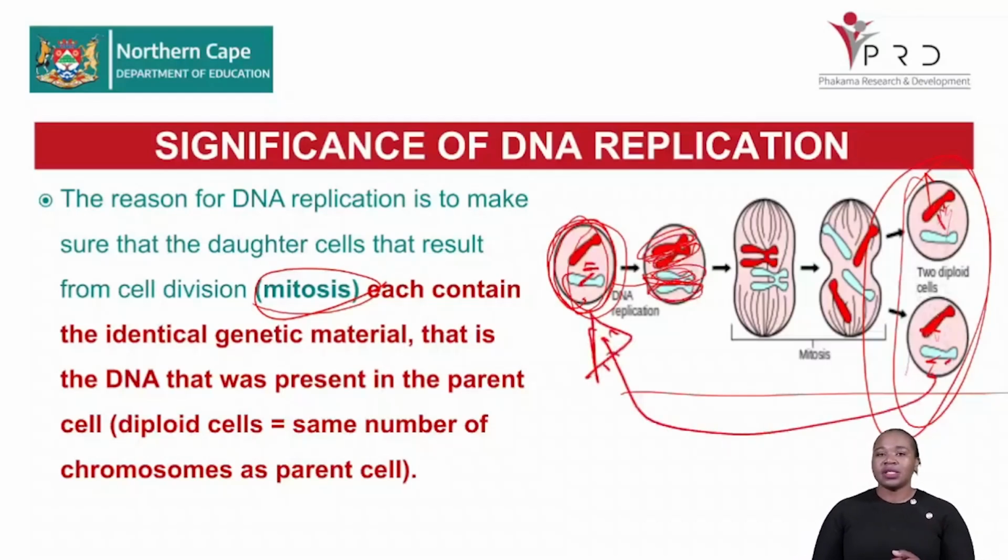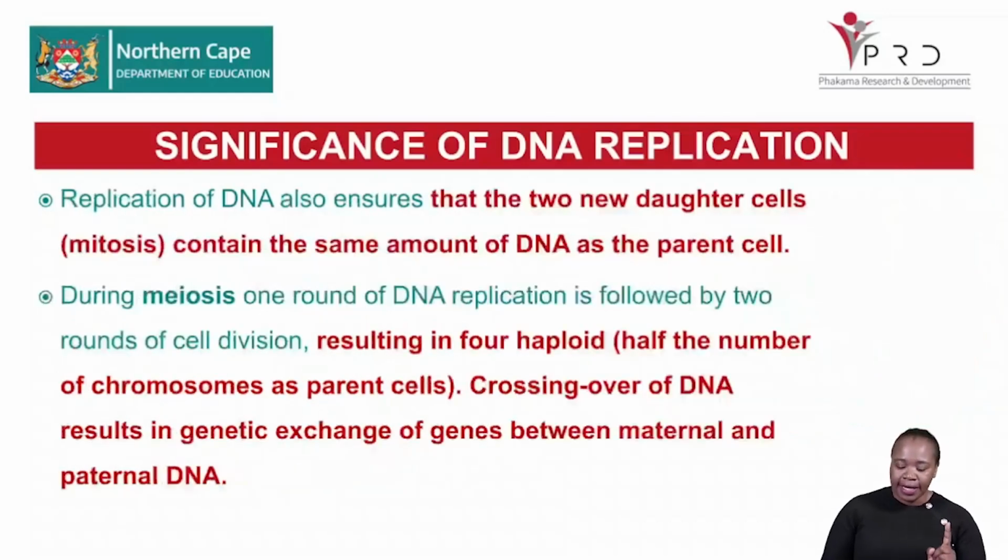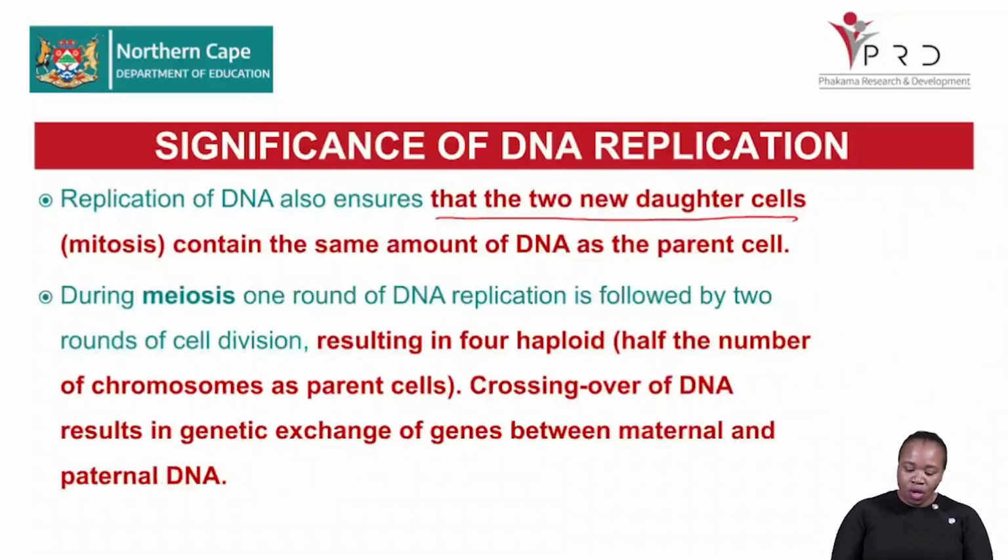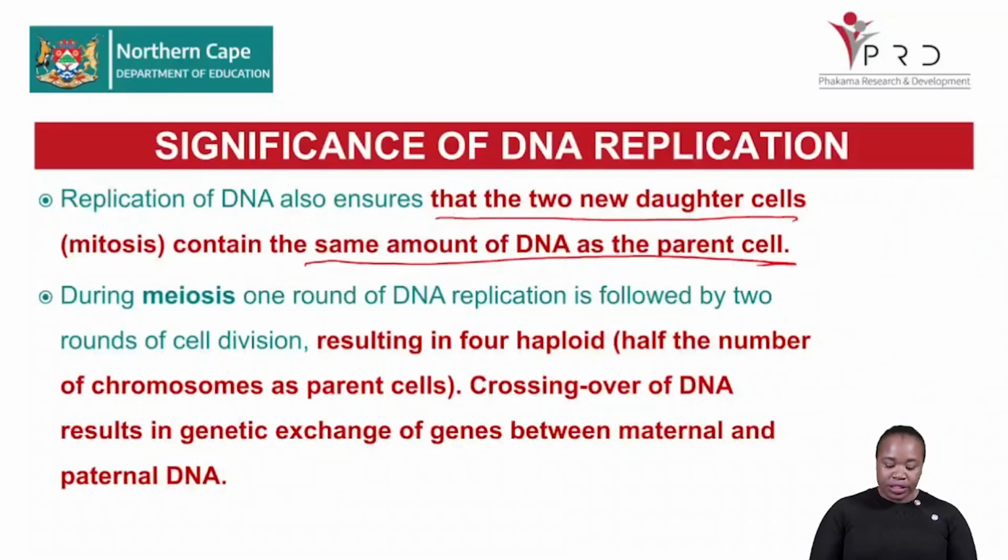Remember, mitosis results in cells that are genetically identical, meaning that they have the same number of chromosomes and the same type of chromosome as each other and the parent cell. Without DNA replication, that will not be possible. Now, this also occurs to ensure that the two new cells that are produced at the end of mitosis contain the same amount of DNA as the parent, as I've already said.